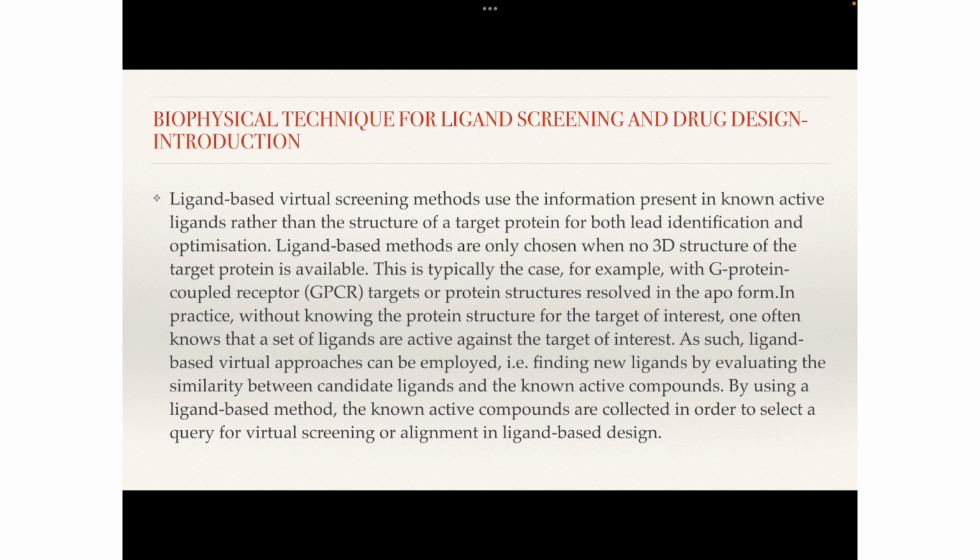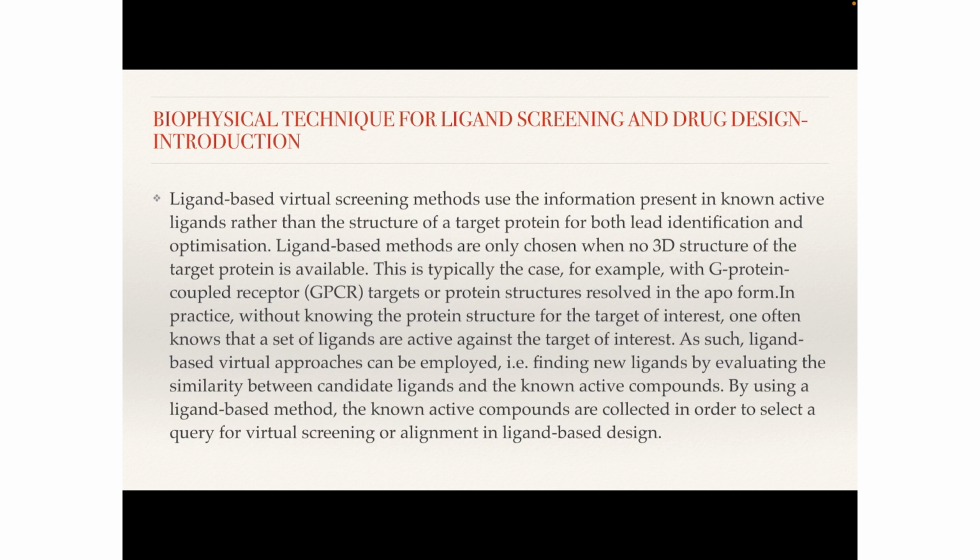Ligand-based virtual screening methods use the information present in known active ligands rather than the structure of the target protein for both lead identification and optimization. Ligand-based methods are only chosen when no 3D structure of the target protein is available. This is typically the case, for example, with G protein-coupled receptor targets or protein structures resolved in the apo form.